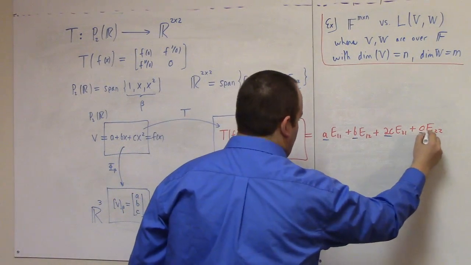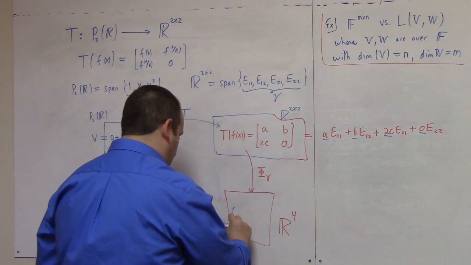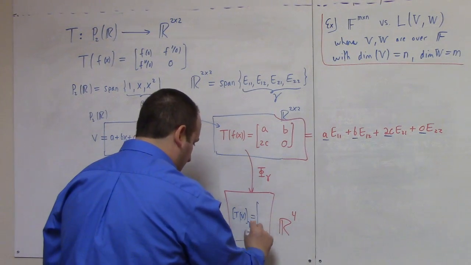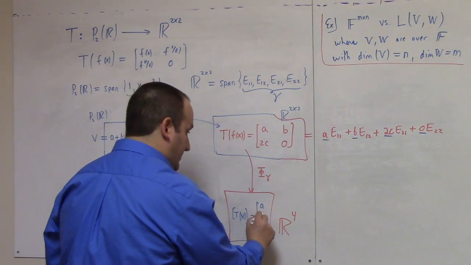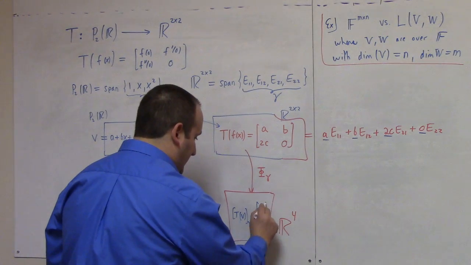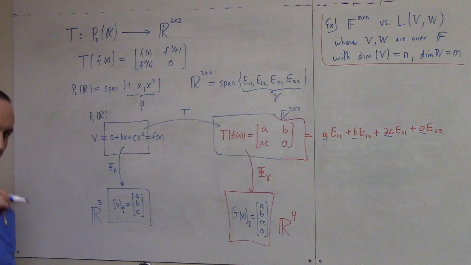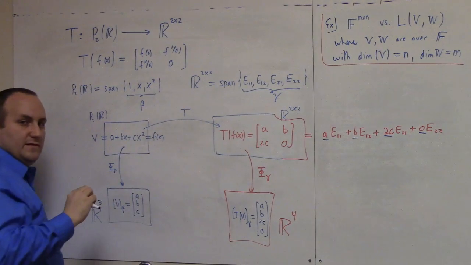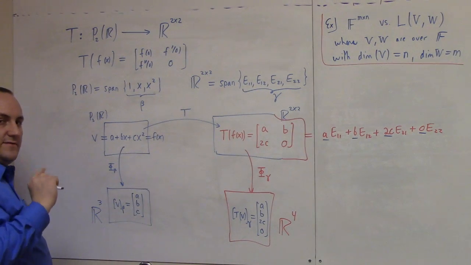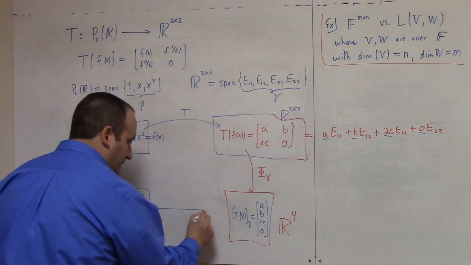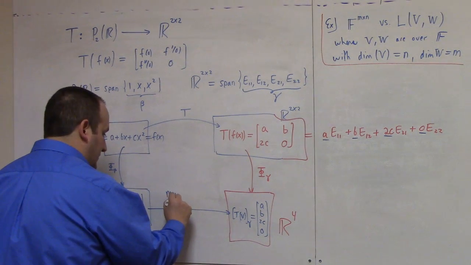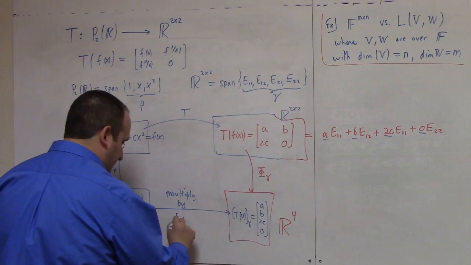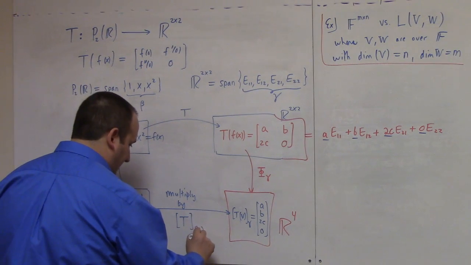Coordinate. That's why I put down here the coordinate of T of v with respect to the gamma basis is this 4-vector. It's A, B, 2C, and 0. All right, now you see we're almost there. If I want to realize this abstract linear transformation as a matrix multiplication, I can do so at the level of coordinates. You see, to get from here to here, I can multiply by what's called the matrix of T with respect to the basis beta gamma.